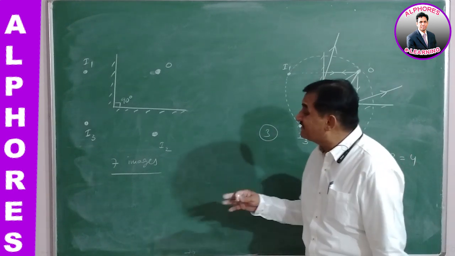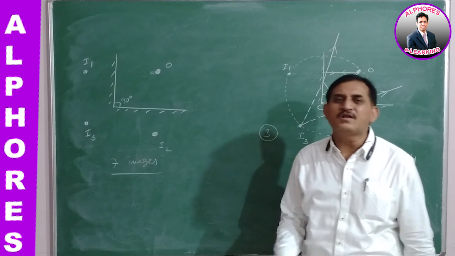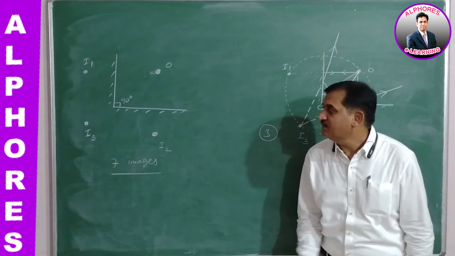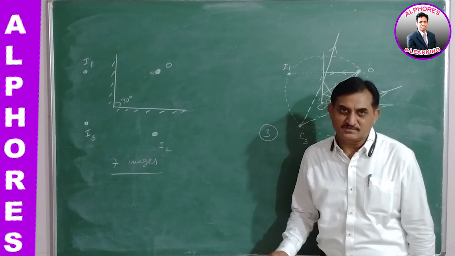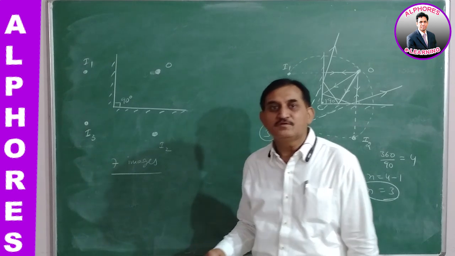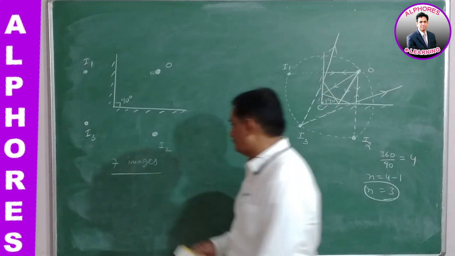But these 7 images are all virtual. There is no question of real images because all are plane mirrors. Definitely all the images will be virtual. Next.